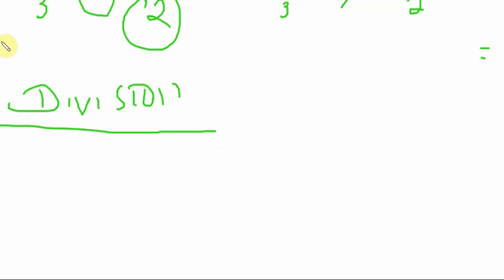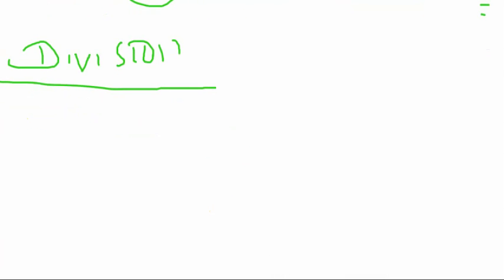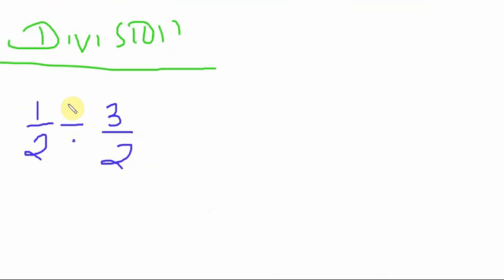So now we are going to do division. Let me get a different color. Let's say we have 1 over 2 divided by 3 over 2. This is the division sign, looks like that.